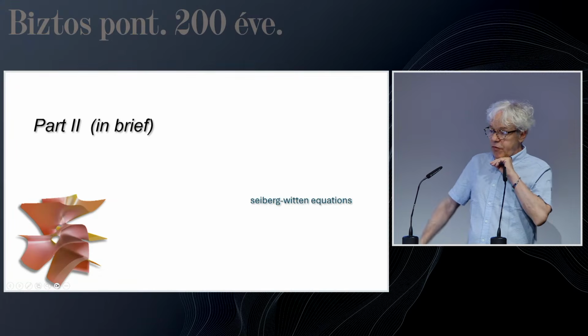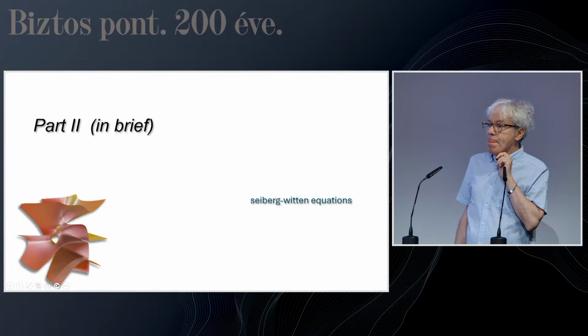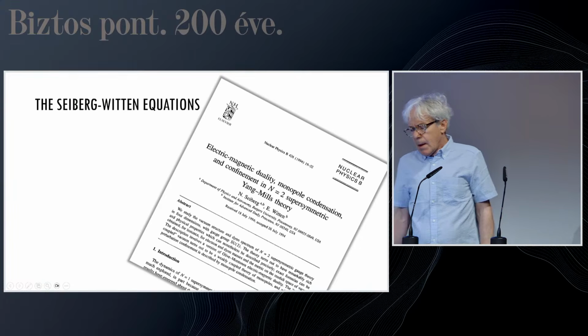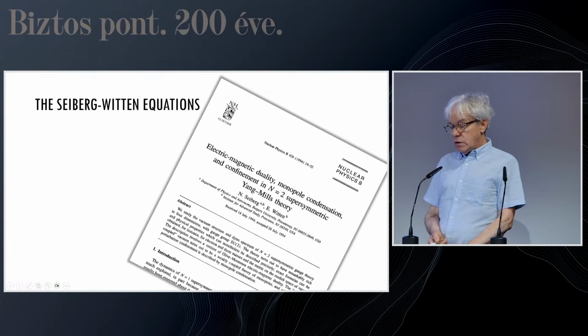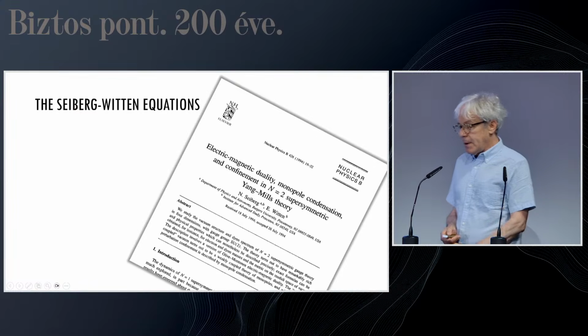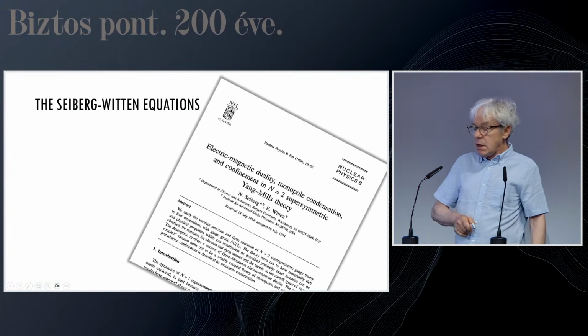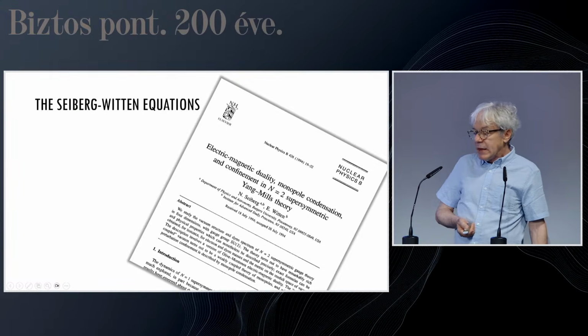Okay, so that's 3/4 of my talk, and I've just done part 1. Part 2 is the Seiberg-Witten equations. This is a paper by Seiberg and Witten, which doesn't actually contain the Seiberg-Witten equations, but if you read it right, it tells you that Donaldson theory has a cousin.